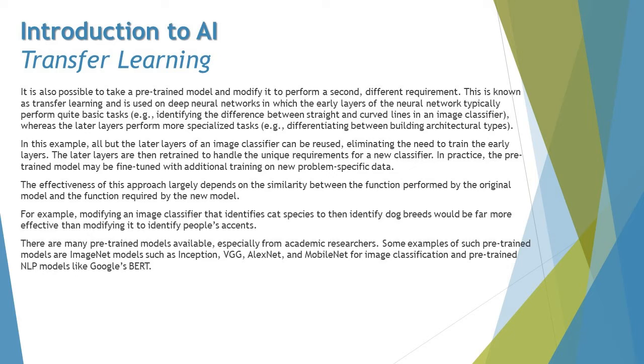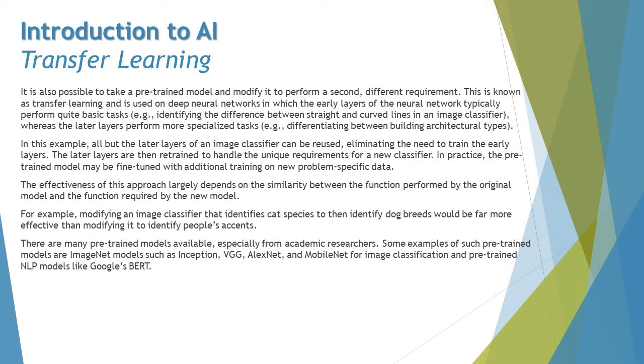Now, for example, modifying an image classifier that identifies cat species to then identify dog breeds would be far better than modifying it to identify people's accents, right? It's a complete transformation. That means you should look to extend in a similar segment rather than changing the segment altogether. Right? Now, there are many pre-trained models available, especially from academic researchers.